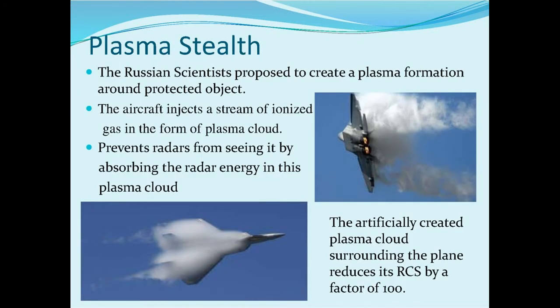Plasma stealth. Russian scientists propose to create a plasma formation around the protected object. The aircraft injects a stream of ionized gas in the form of a plasma cloud. This prevents radars from seeing it by absorbing the radar energy in this plasma cloud. The artificially created plasma cloud surrounding the plane reduces its RCS by a factor of 100.